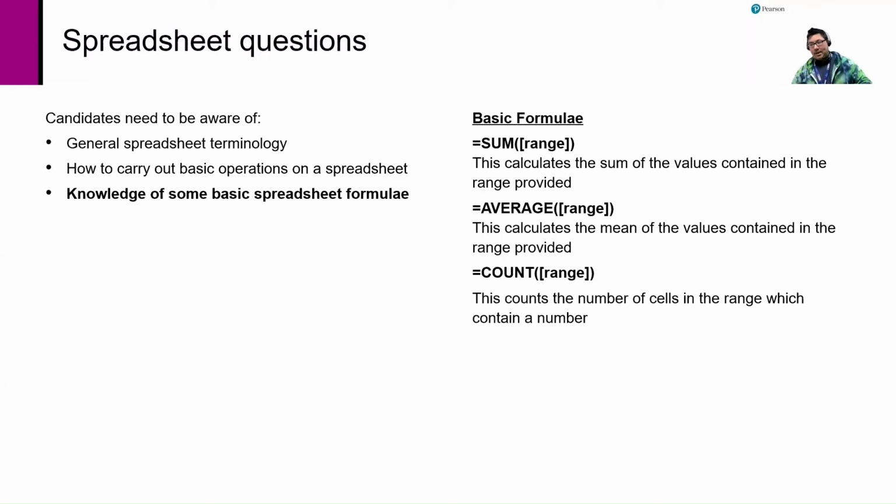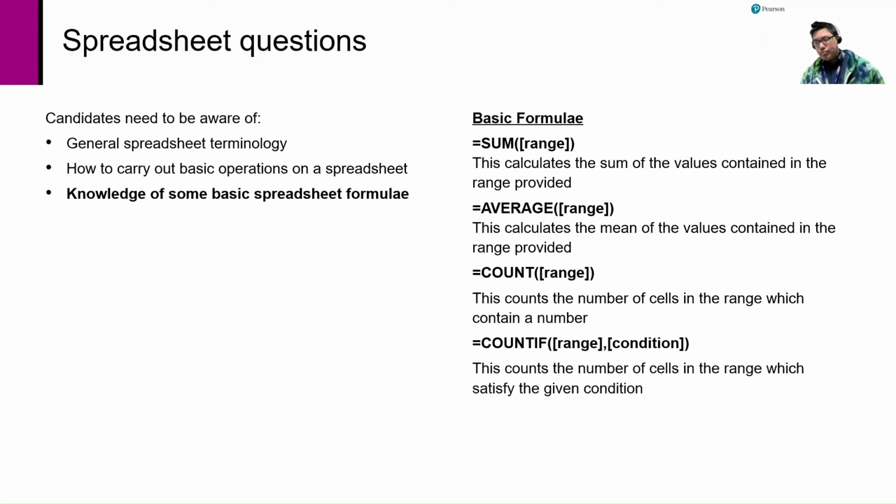Count is a big one. Count counts all the number of cells that contain a number. Now, what you will find is some questions have that, they give you a table and they say, we've got sum, average, and count. And they are expected to recognize those as spreadsheet terminology. Count, that's the total number of cells that have a number in it. That's the sample size.